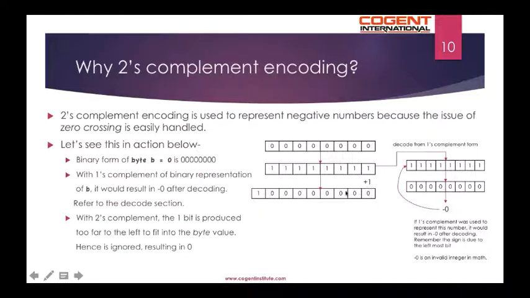And the value that we get back is all zeros. Hence, when we try to decode it back to its original value, we take this representation, which is the 2's complement, take the one's complement of it and add 1 to it, which will result in zeros, and then the most significant bit would be 0, which will result in a plus 0, which is a valid integer. Hence, 2's complement encoding is used to represent negative numbers.